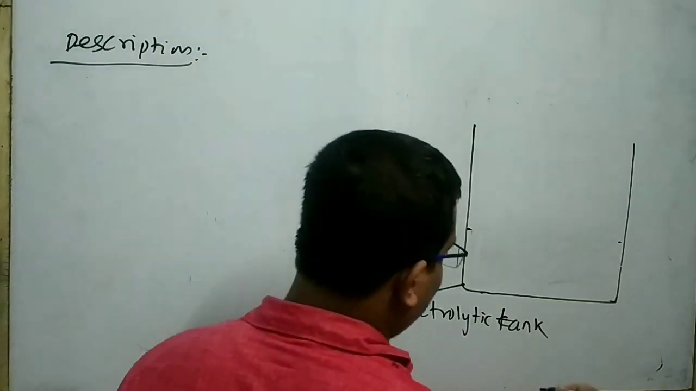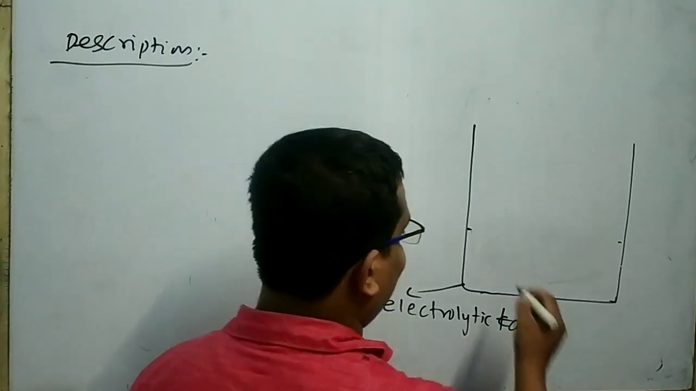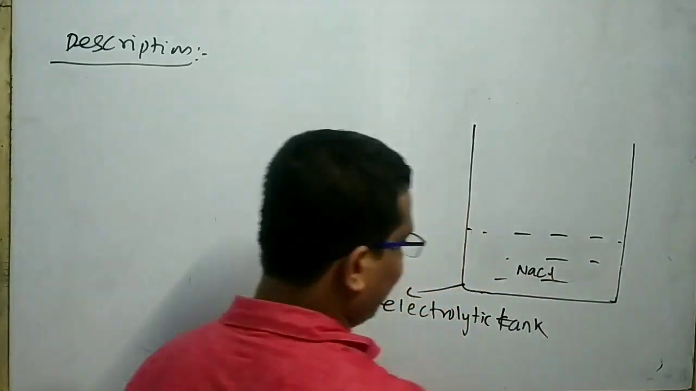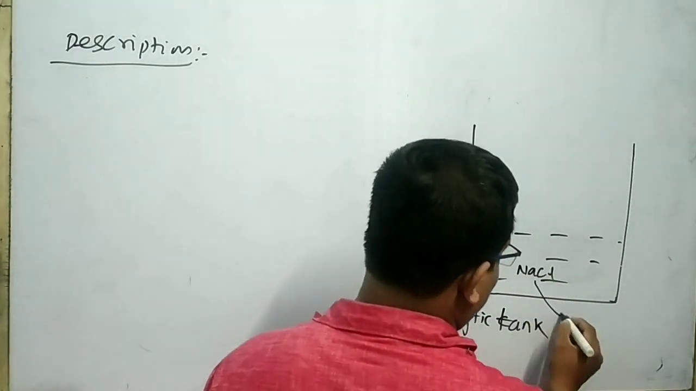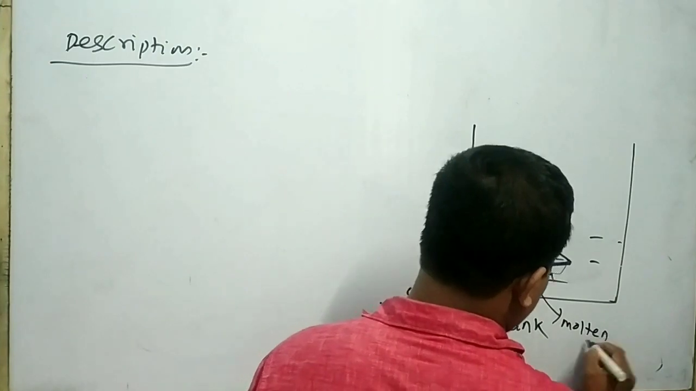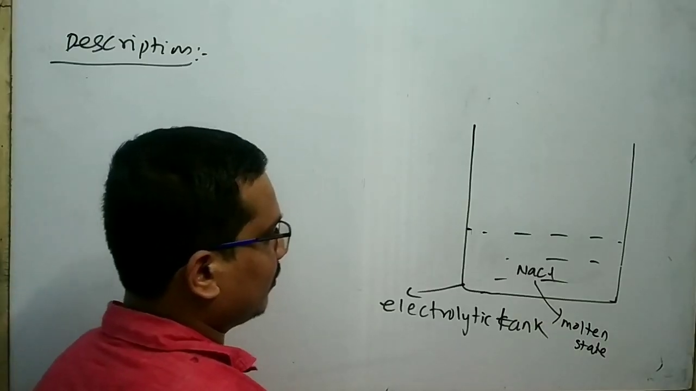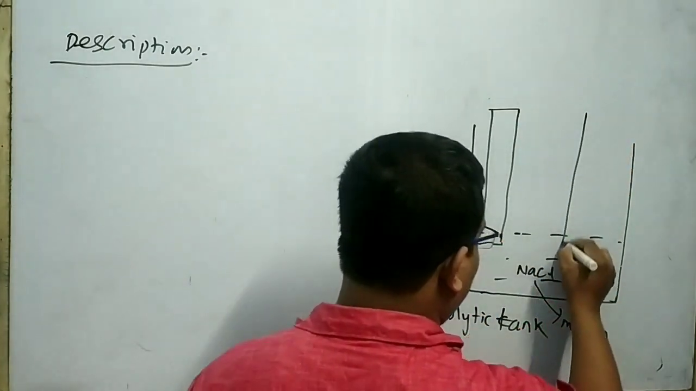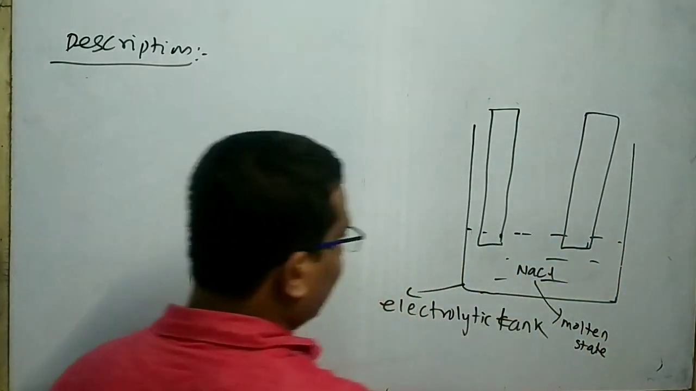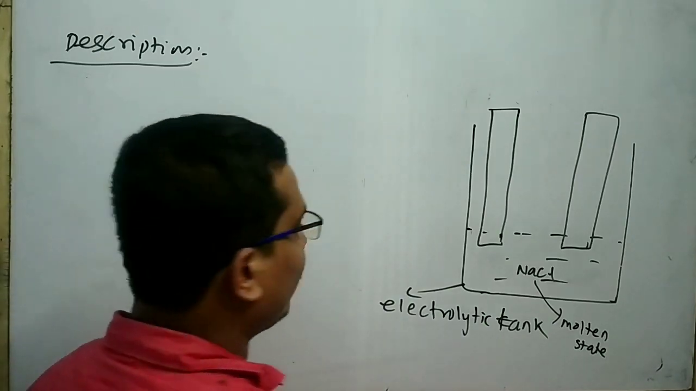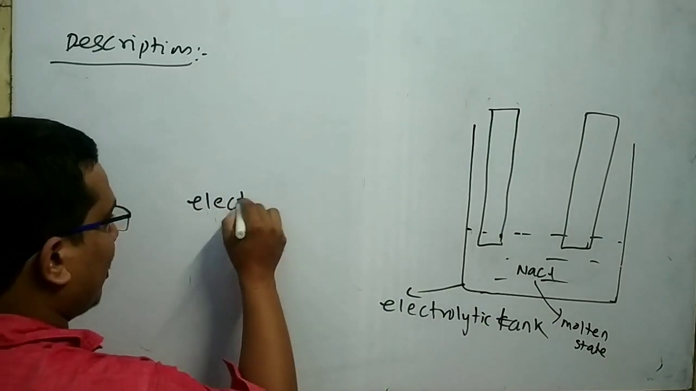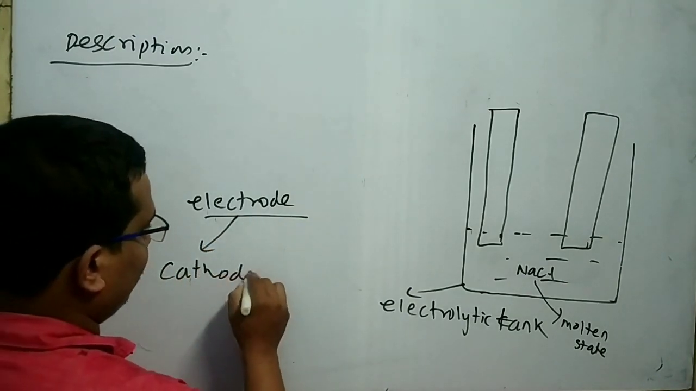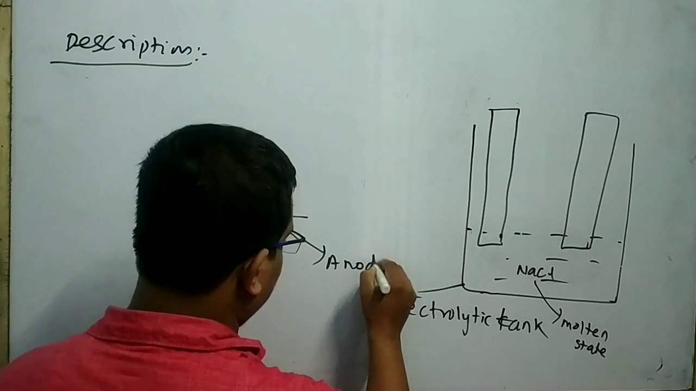Suppose I will take molten NaCl as the electrolyte in this tank. Here NaCl is present in the molten state. Two metallic rods are dipped in the electrolyte. These are called electrodes. There are two electrodes, one is your cathode, another is your anode.